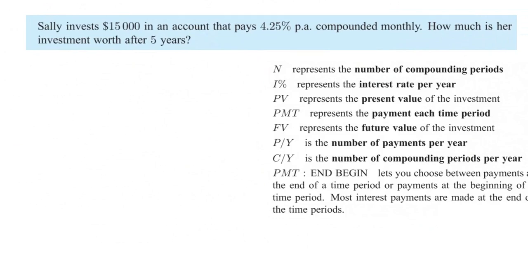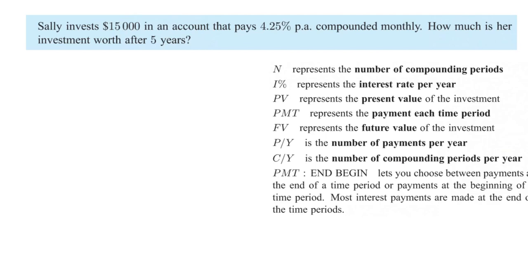Sally invests $15,000 into an account that pays 4.25% p.a., so that means per annum, per year, but that's compounded monthly. How much is her investment worth after 5 years? Let's jump in, and all we're going to do is fill out all of these pieces to know what we're going to be inputting into our financial app.